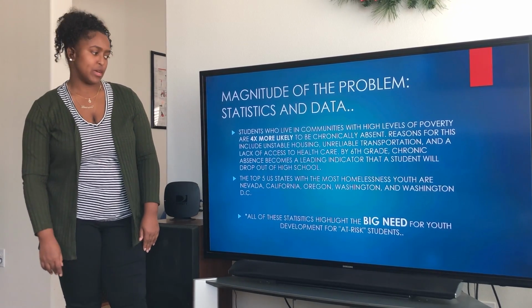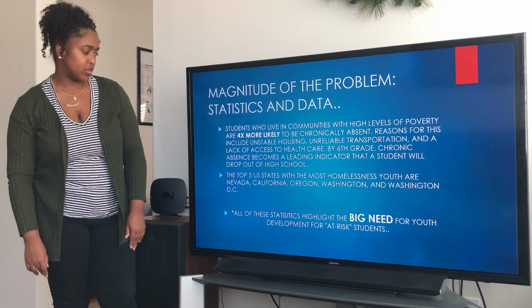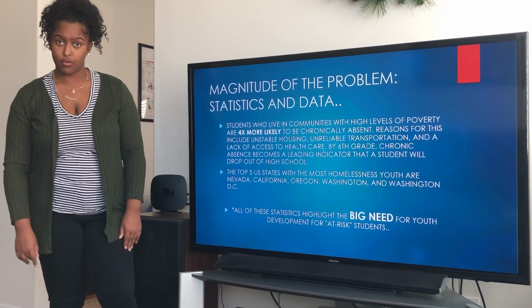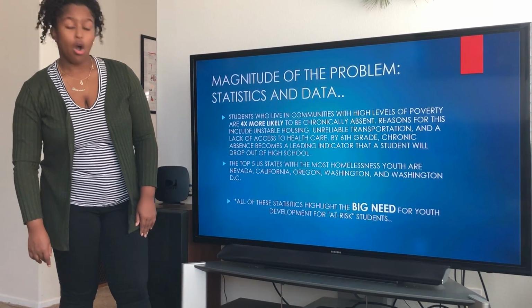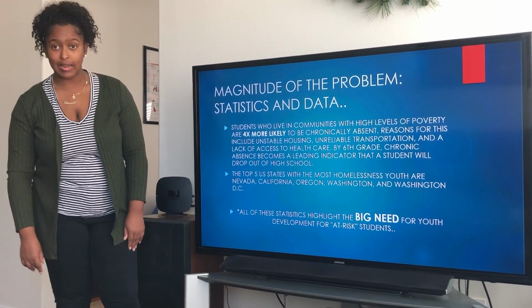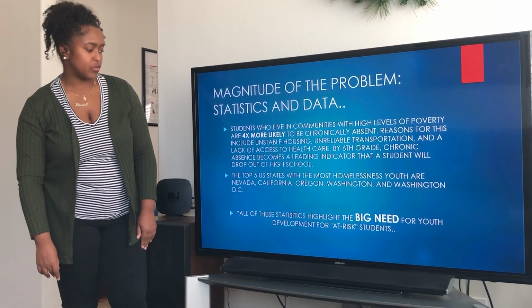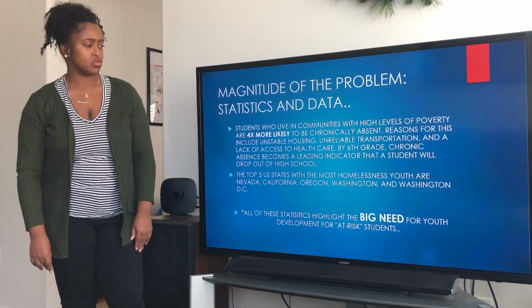The top 5 U.S. states with the most homeless youth are Nevada, California, Oregon, Washington, and Washington, D.C. All of these statistics highlight the big need for youth development and for at-risk students.